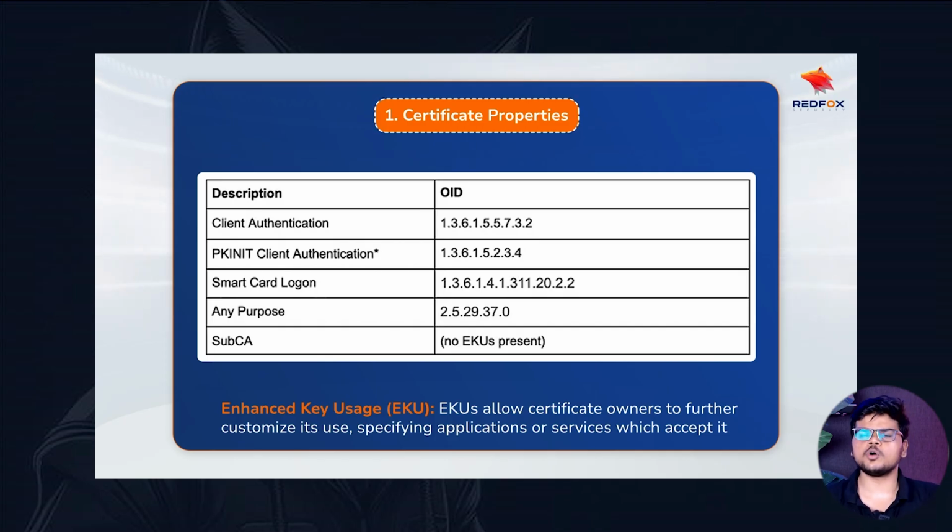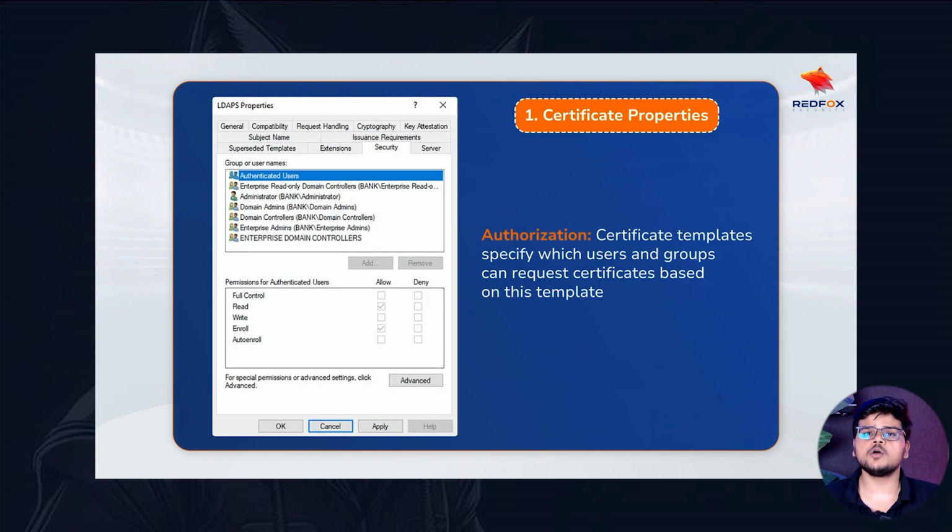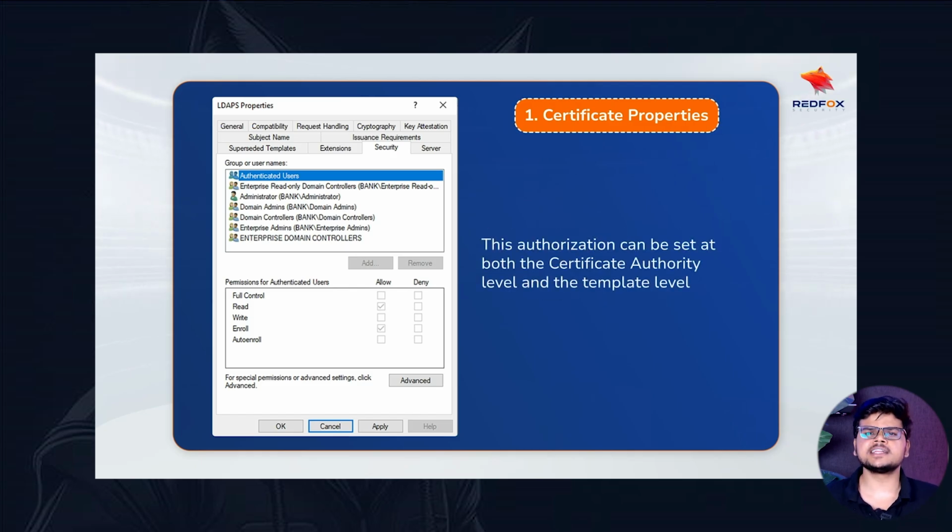EKUs allow certificate owners to further customize its use, specifying applications or services which accept it. Now let's look at authorization. Certificate templates specify which users and groups can request certificates based on this template. This authorization can be set at both the certificate authority level and the template level.